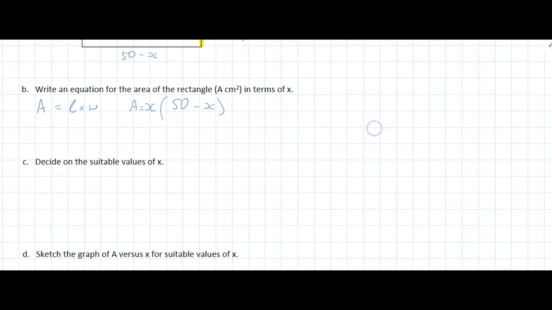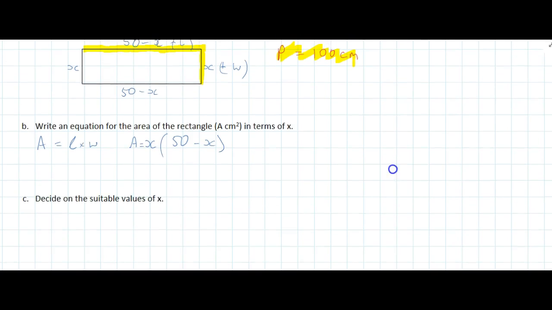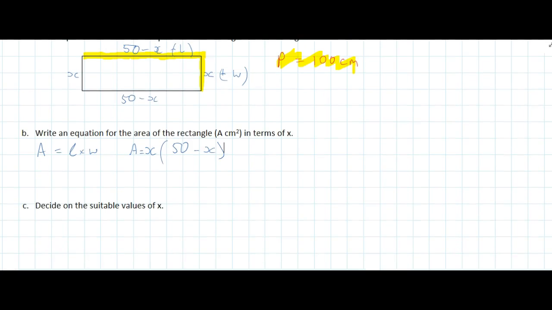Okay, so decide on suitable values of x. This is where you have to think a bit. What can values of x be? Now, x can't be negative. Can x be 0? It probably can't be 0. If you think about it, if this dimension x is 0, that will have no length, and the other thing will be 50, which will be a straight line. So it has to be greater than 0.